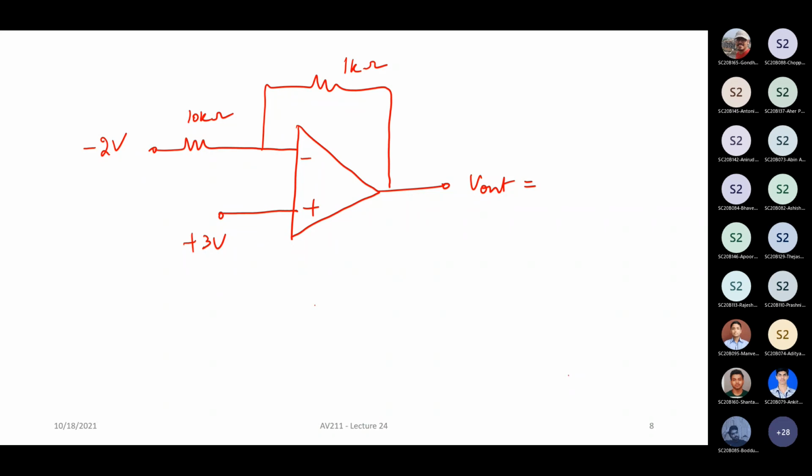Now in this case, I've given only DC voltages here. What is the output voltage? 3.5. Okay. How did you get 3.5? Okay. So how do we solve this?